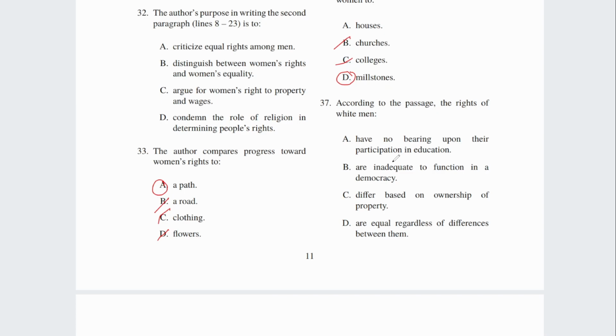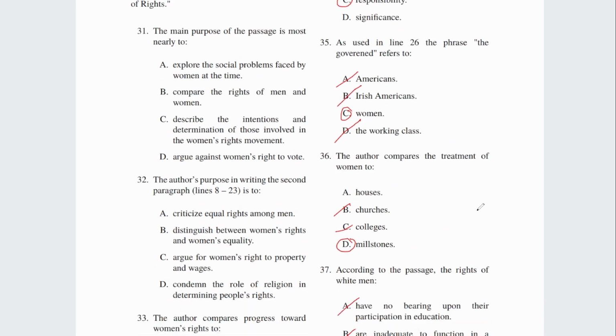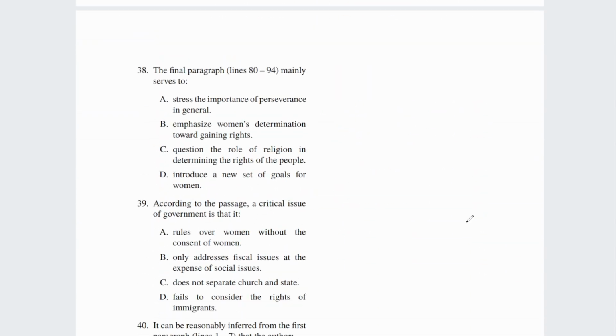The rights of white men are equal regardless of the differences between them, right? Mind, body, or estate. That's pretty much everything. Again, estate means property. They don't differ based on property. There's no criticism about their rights and their function in democracy. And there's also no discussion of men participating in education and their right to participate in education. That's simply not a claim that's made in the passage. Let's move on and see if we have any detailed questions.